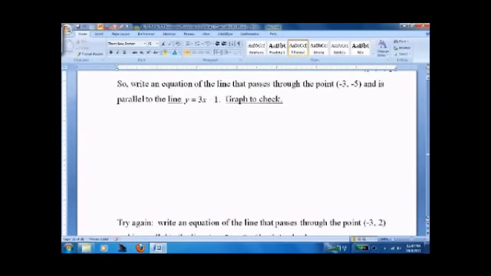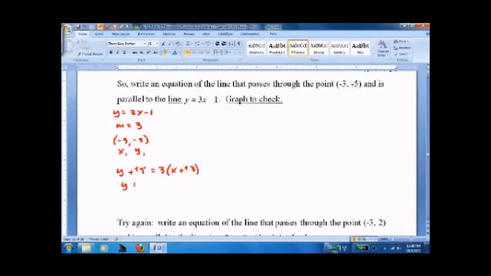So, equation of a line that passes through the point (-3, -5) and is parallel to the line y equals 3x minus 1. So we have the line y equals 3x minus 1. It's in slope-intercept form. The slope is 3. So we grab the point (-3, -5), and we label them x1, y1. Let's use point slope to do this. y minus -5 equals 3 times x minus -3, which becomes plus.